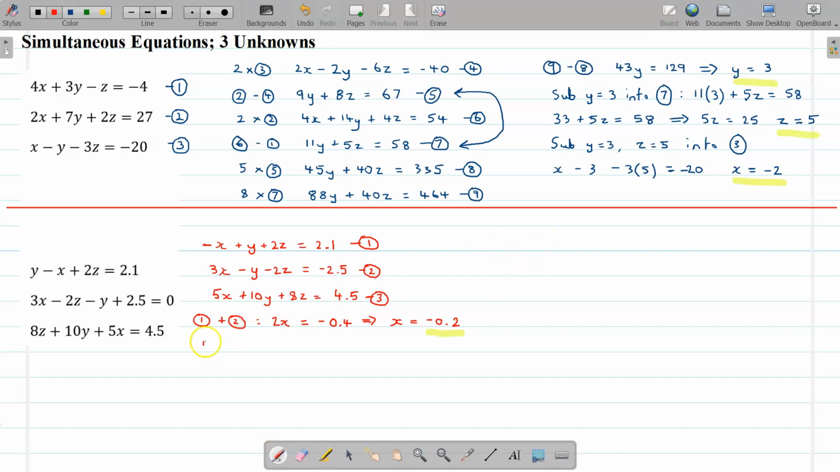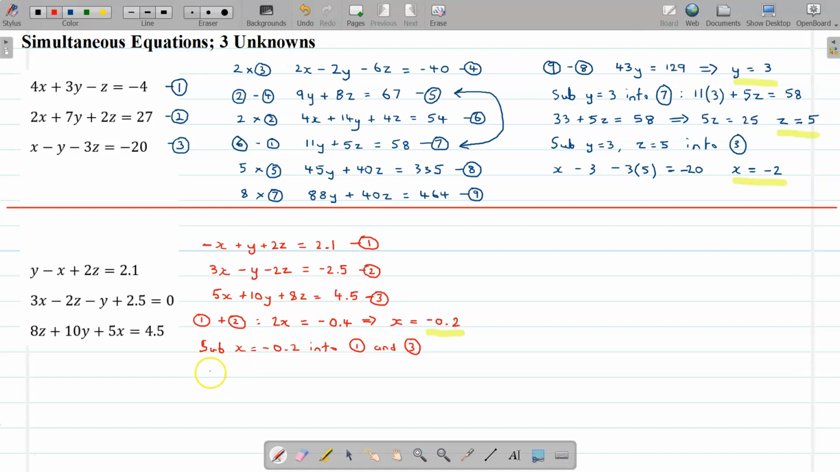So let's substitute. So what we're doing here is substituting x equals negative 0.2 into 1 and 3. So I'm making two substitutions. So let's do that and see what we come up with.